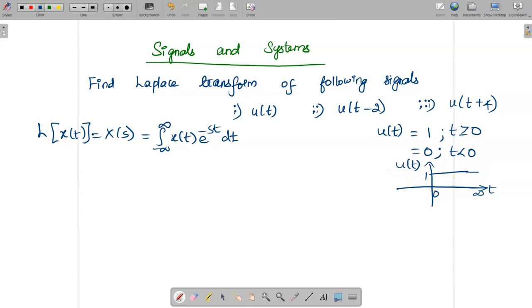So using this, I can rewrite this integration as Laplace of u of t. So generally I can write it as x of s, but the limit ranges from 0 to infinity. Why? Because my u of t exists only from 0 to infinity. For other values it is 0. So 0 into any value is nothing but a 0. So we are removing the negative values of t. Only we are considering the t values from 0 to infinity, because only for that duration the amplitude of u of t is 1.